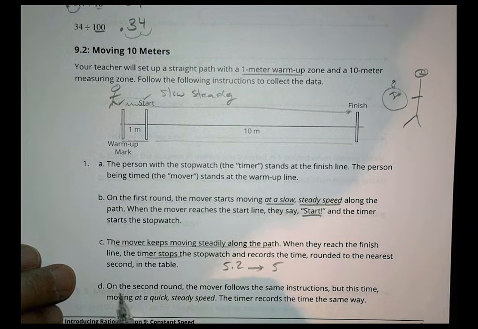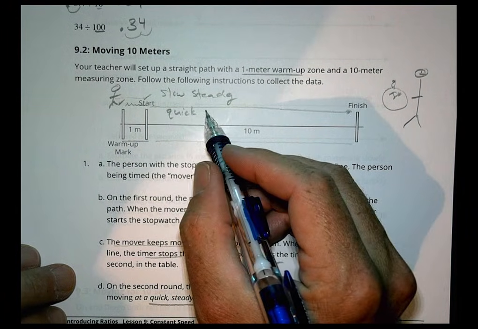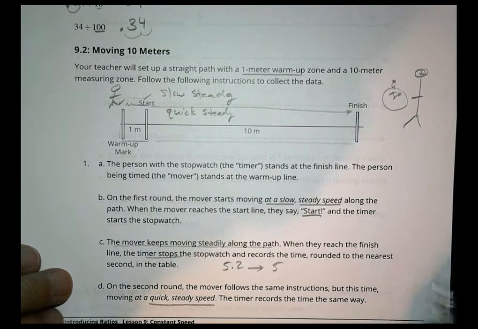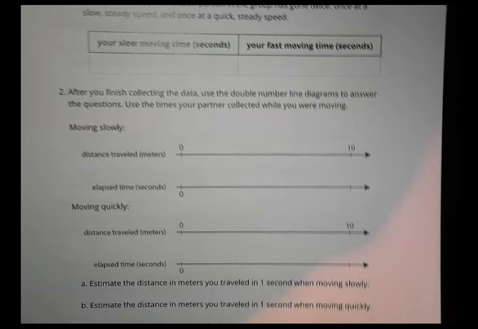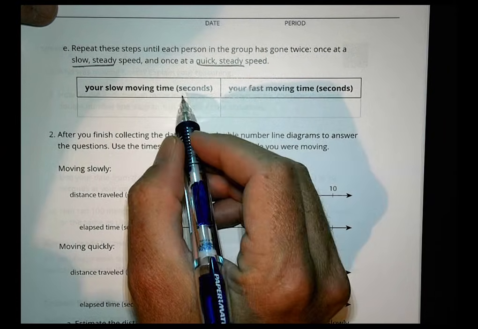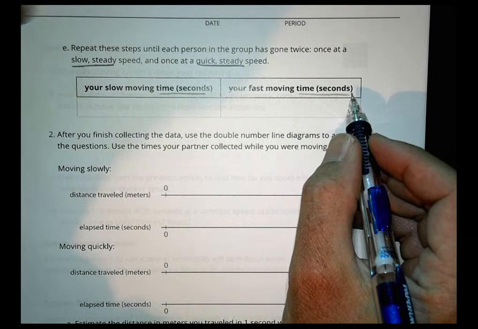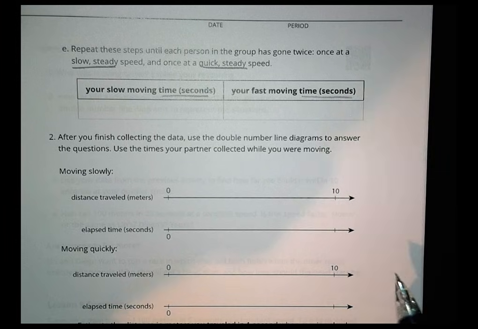That's fine. On the second round, the mover follows the same instructions, but this time moves at a quick and steady pace. So you're going to do one slow and steady, and another quick and steady, just to have a couple different speeds, a couple different rates that you're going at, and someone's going to record you each time. You can use this chart to make sure everyone in your group goes a couple times, once slow and steady and once quick, so that you have your time in seconds for each one, and that becomes your rate. Once you've done that, we're going to collect that data, analyze it and talk about it as a class.